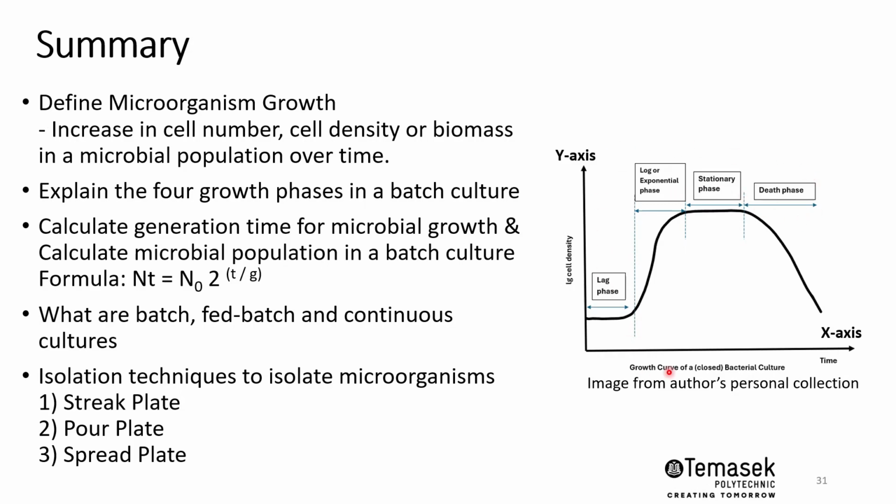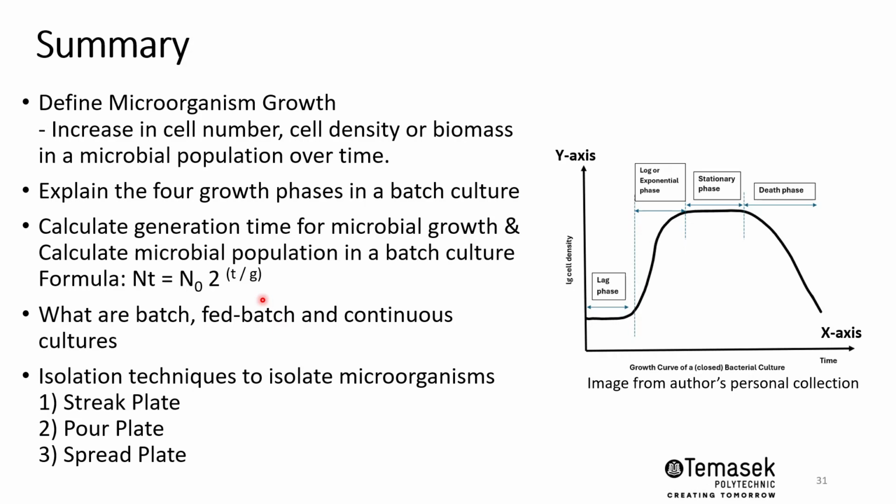We also looked at how to calculate generation time for microbial growth, and how to calculate the microbial cell population in the batch culture itself. Remember, batch cultures are often closed systems. So here we are using the formula Nt equals N naught times 2 to the power of t divided by g. Nt will be your final cell number, N naught will be your initial cell number, t is the time, which could be in hours or in minutes, and g will be the generation time.